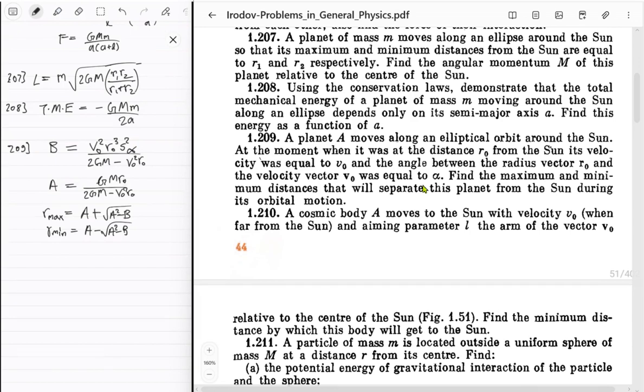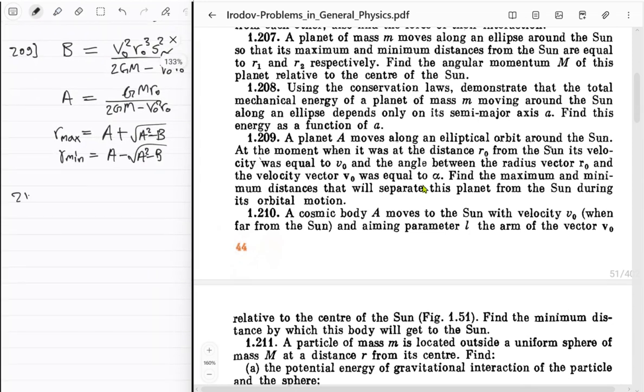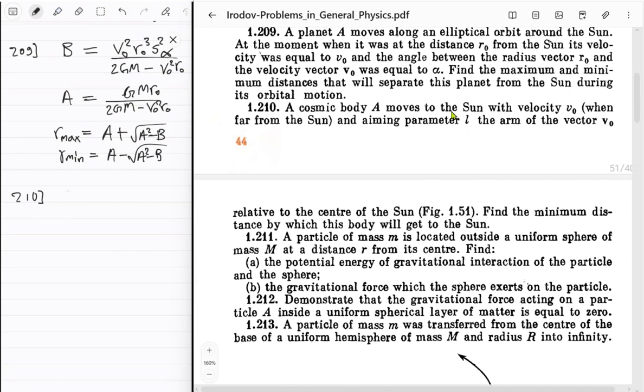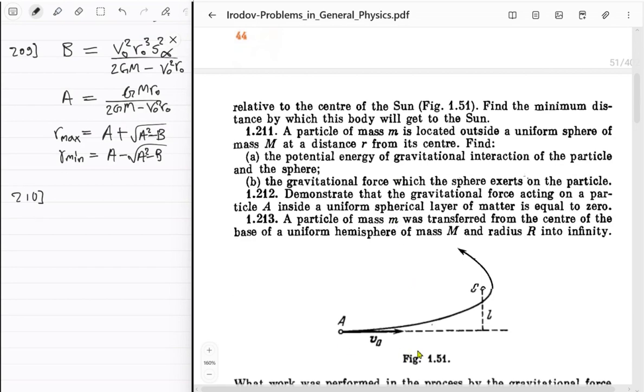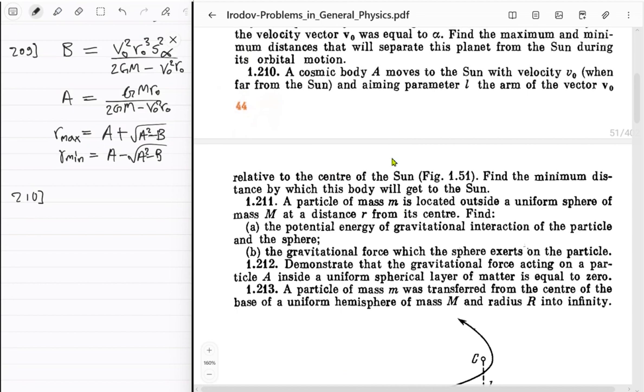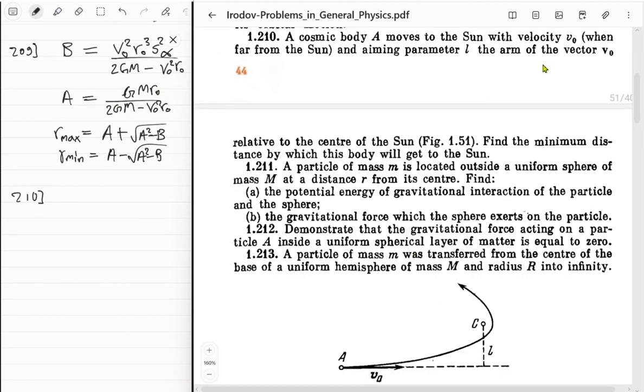Next question. 2010. A cosmic body A moves to the sun with a velocity v naught when far from the sun and aiming parameter L, the arm of the vector v naught related to the center of the sun. Figure 1.51. Okay, so this is a cosmic body A. It moves to the sun with velocity v naught when far from the sun. And aiming parameter L, the arm of vector v naught related to the center of the sun. Find the minimum distance by which the body will get to the sun.